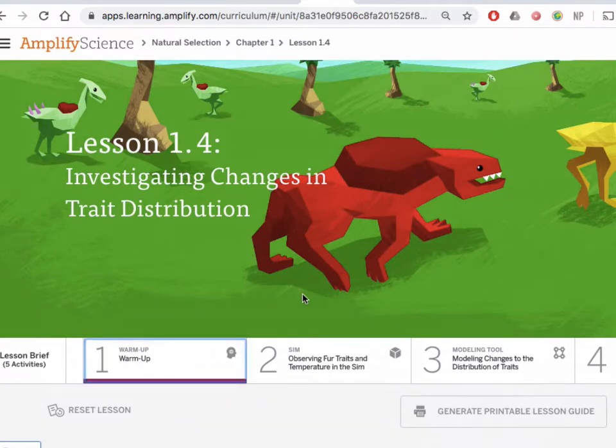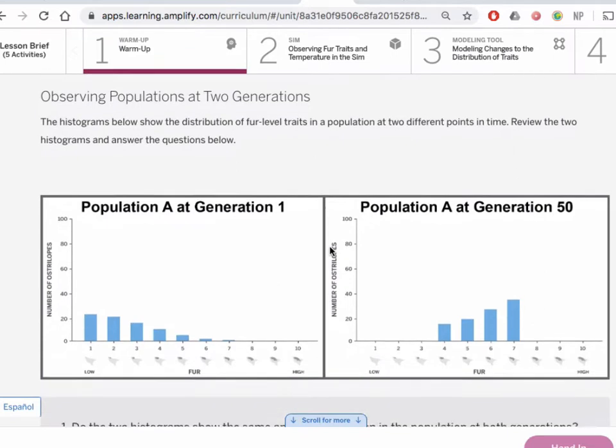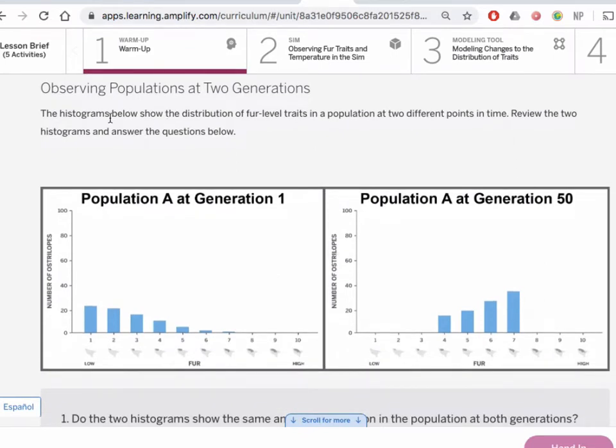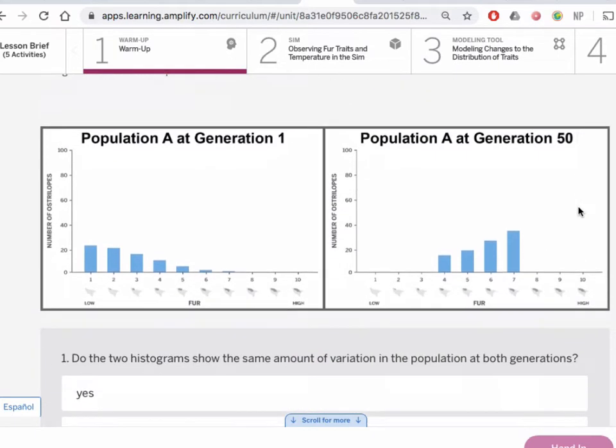Start with the warm-up. The histograms below show the distribution of fur level traits in a population at two different points in time. Review the two histograms and answer the questions below. So we see population A at generation 1 and population A at generation 50. So time has passed, but let's see.